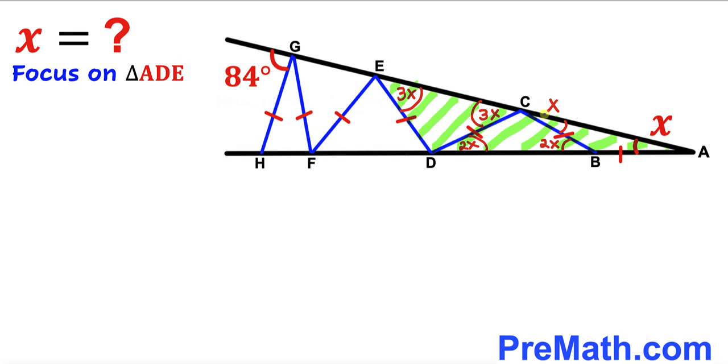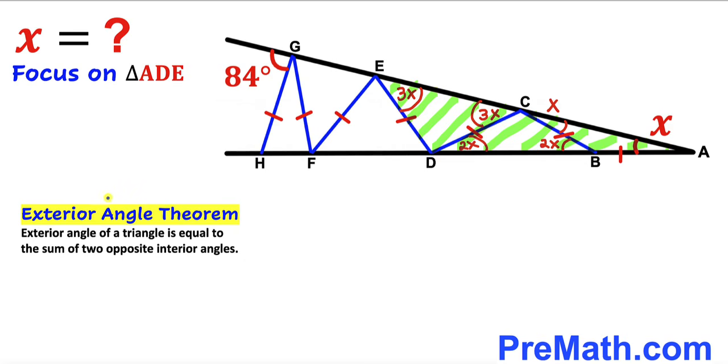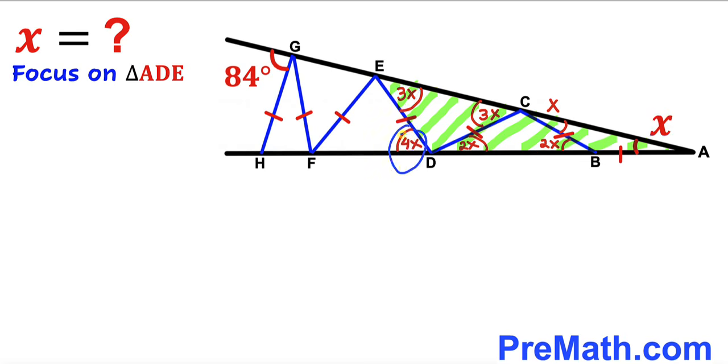And here's our next step. Let's focus on this shaded triangle ADE. Now let's recall the exterior angle theorem once again. According to this theorem, this angle is going to be our exterior angle, whereas these two angles, this angle and this angle, are going to be our opposite interior angles. So according to this exterior angle theorem, this exterior angle is going to be the sum of these two angles. 3x plus x is going to make it 4x over here. So this angle turns out to be 4x.